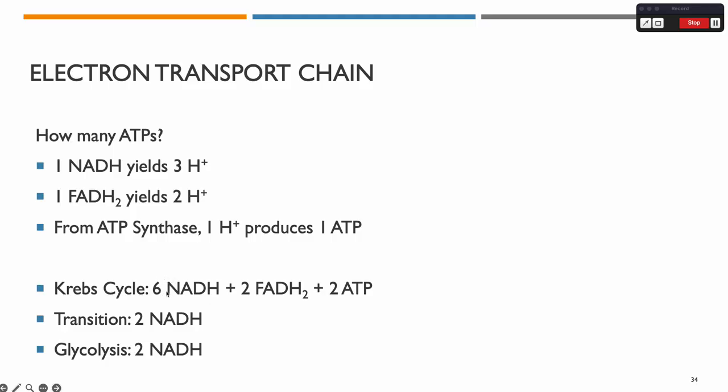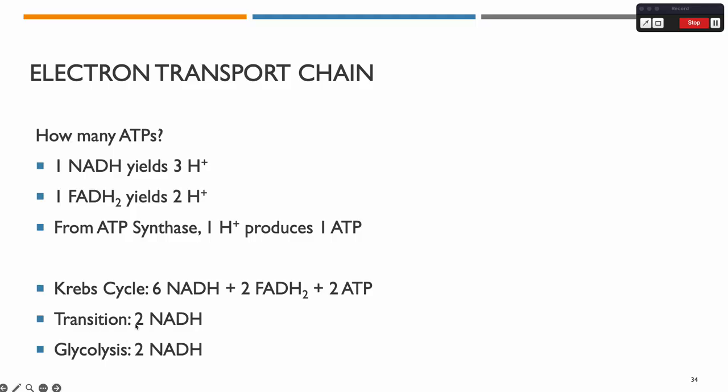So 6 times 3 is 18. We produce 2 FADHs per glucose molecule, remember, so it's 2 turns of that Krebs cycle. Those produce 2 hydrogens, which are equivalent to 2 ATP, so 2 times 2 is 4, plus the 2 ATP it generates on its own, so 18 plus 4 plus 2 equals 24.